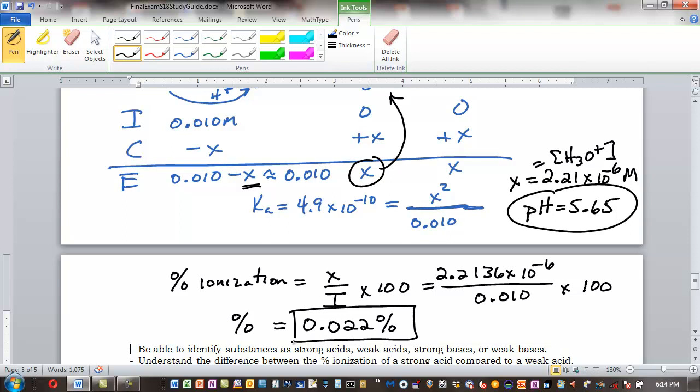Is that what you expect for a weak acid? Yeah, weak acids do not ionize much. They only partially ionize. Now, when we talked about weak acid, we said your typical weak acid ionizes about 1%. Okay, but it varies depending on the acid. This is a really weak acid, 10 to the negative 10th. Most of the weak acids that you're going to see are in the 10 to the negative 5th range. So this is pretty weak, and so this one is not going to ionize very much. Okay, about 0.02%.